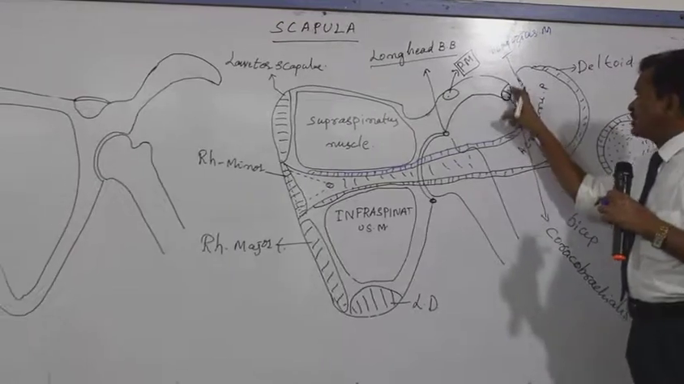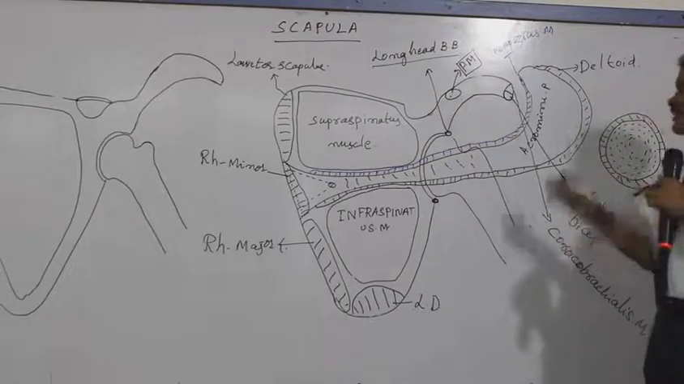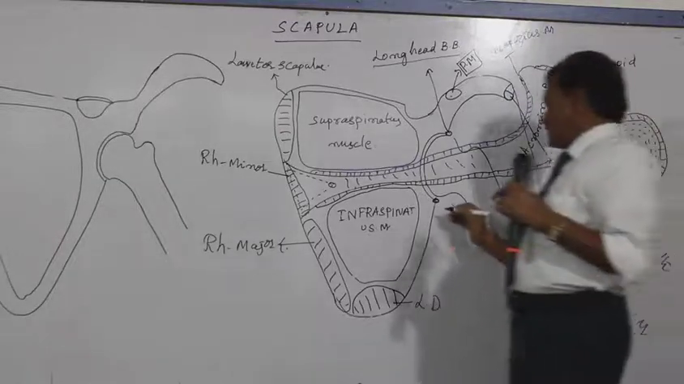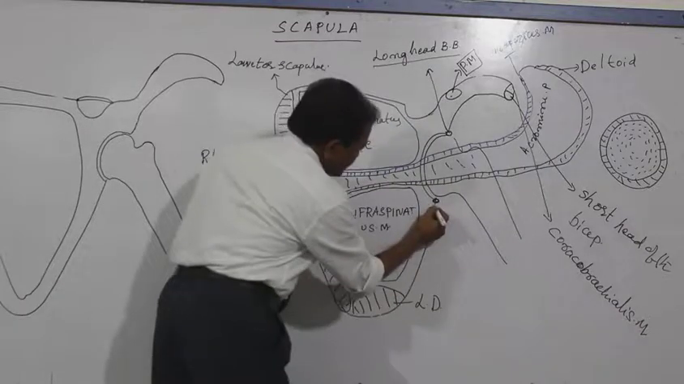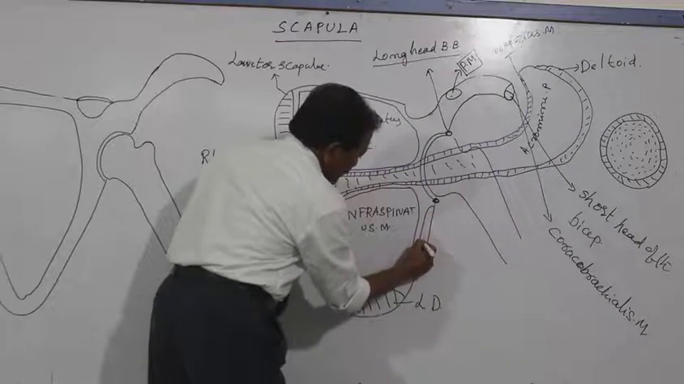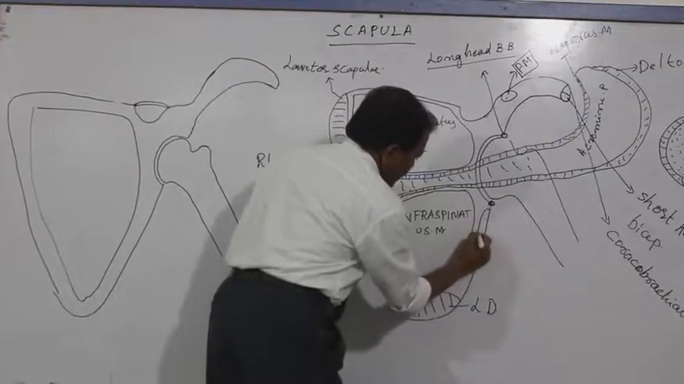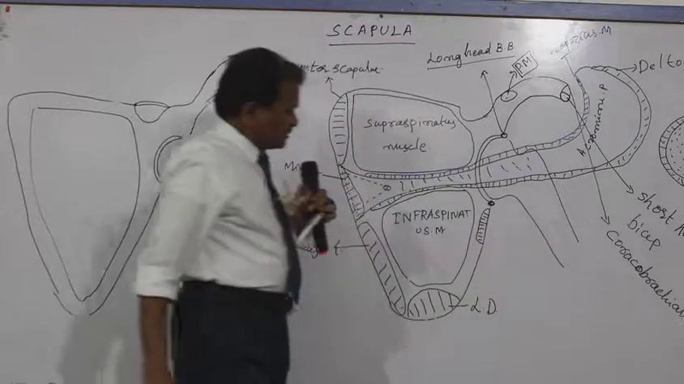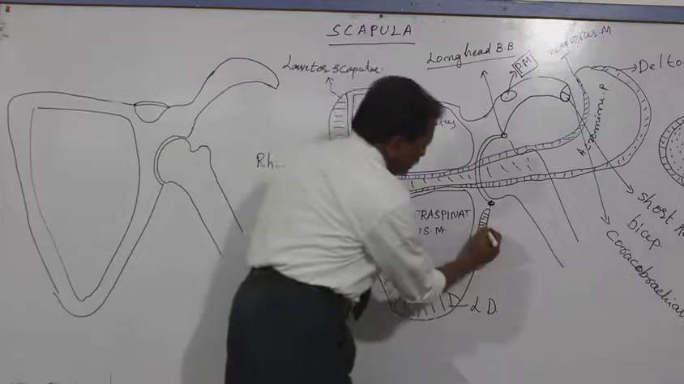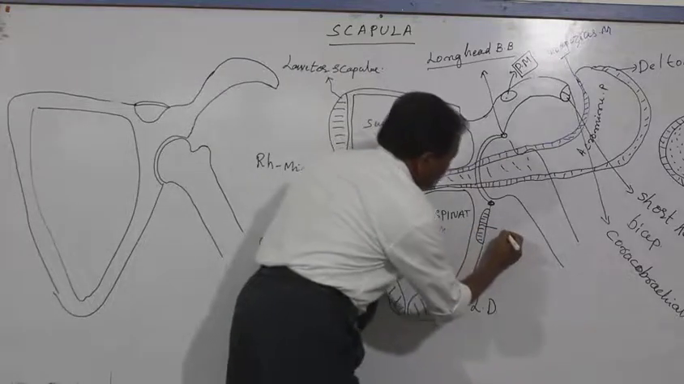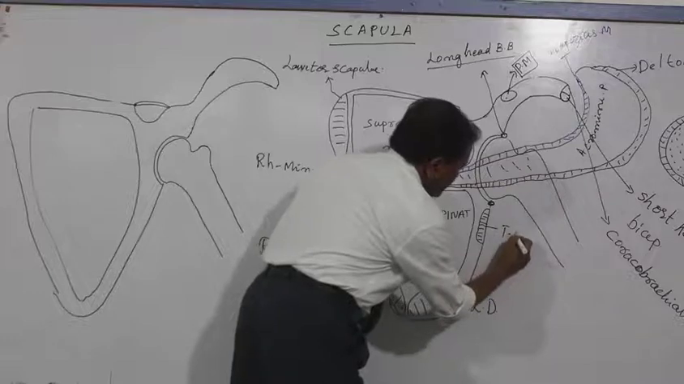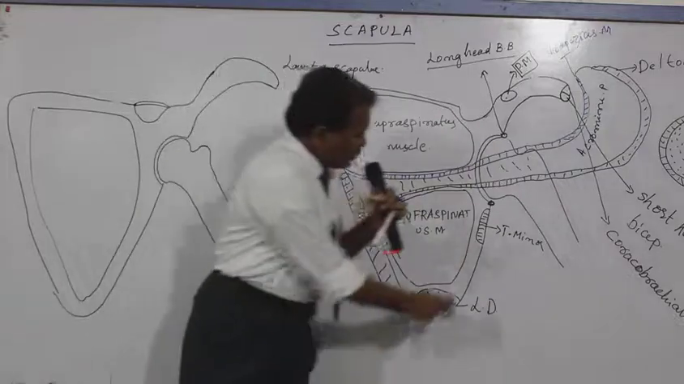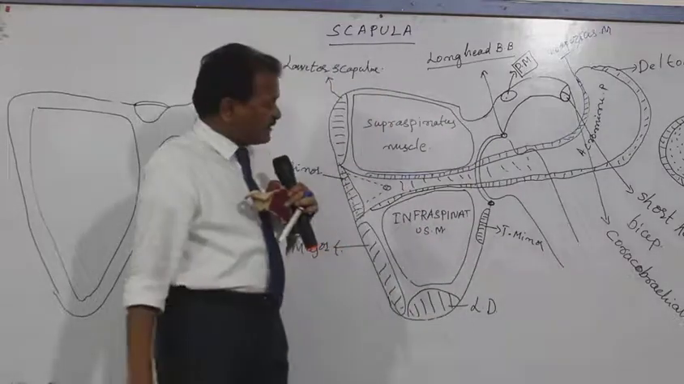The coracobrachialis muscle and the short head of the biceps brachii muscle originate from the tip of the coracoid process by a common tendon for both of these two muscles. Along the lateral border, on the dorsal surface of the scapula, inferior to the origin of the long head of the triceps muscle, there is the origin of the teres minor muscle.